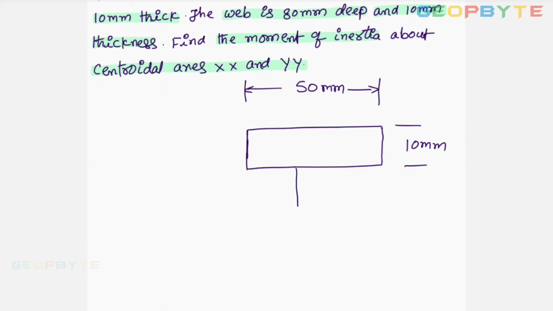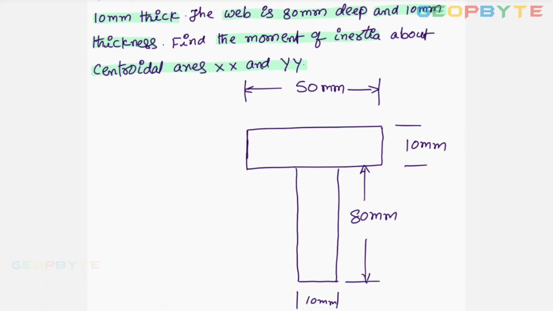So now I am going to construct the web. This is the web. This is the thickness of the web given 10 mm and the depth of the web is given 80 mm. That is the given diagram for the given section.